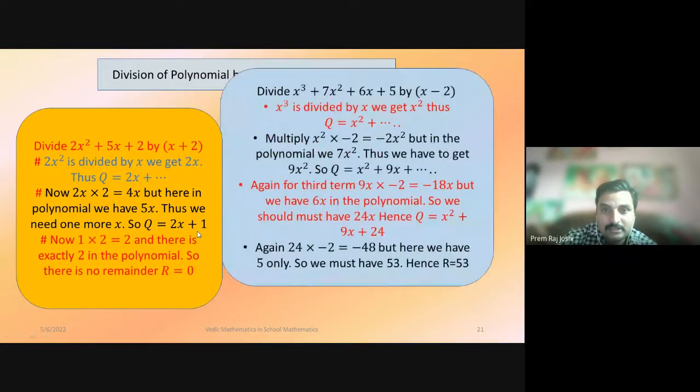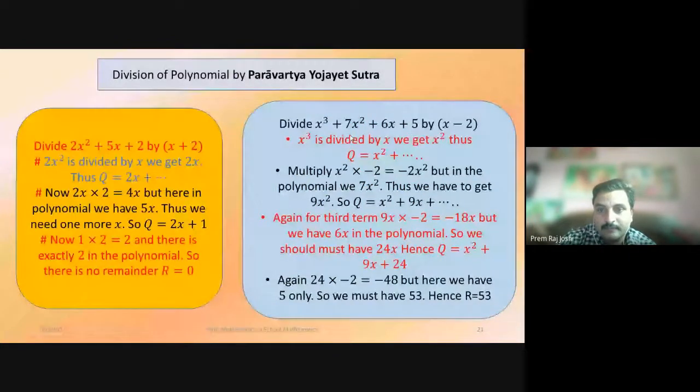So I have another example in which there is a quotient as well. This is the cubic equation, and when it is divided by x minus 2, first what we do, x cube is divided by x, we will get x square. Now x square is multiplied with this minus 2. We will get minus 2x square, but here in the polynomial we have 7x square.